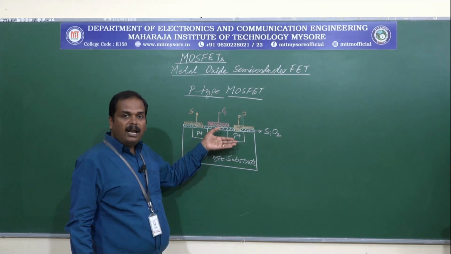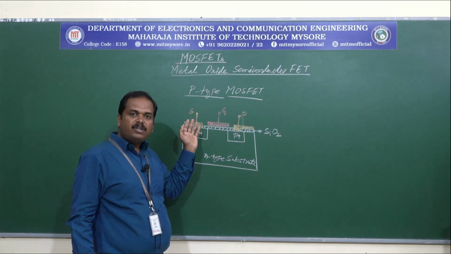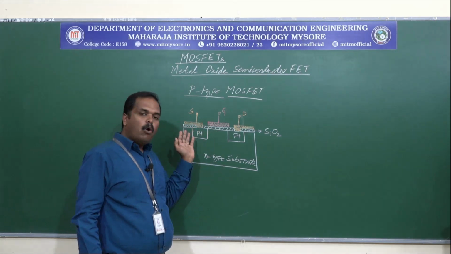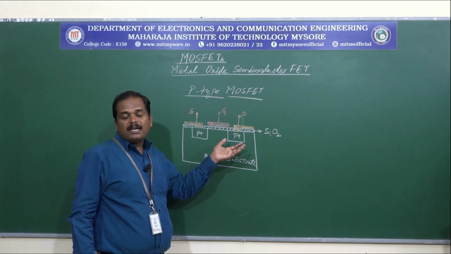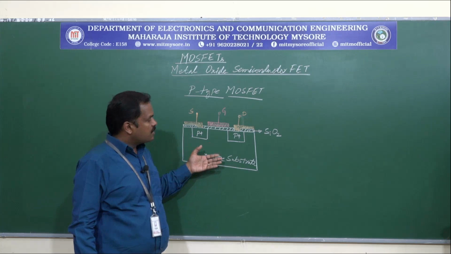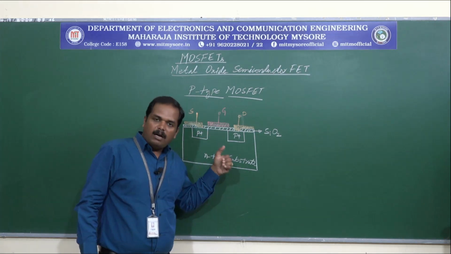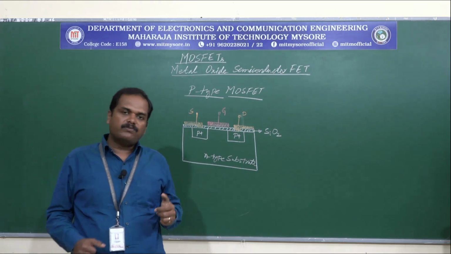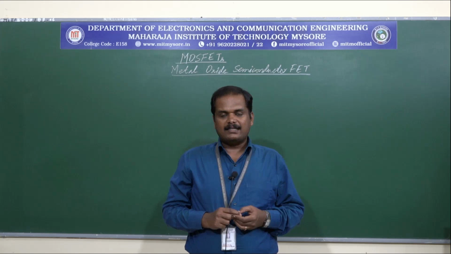So that makes the channel, and upon applying proper voltage at the drain terminal with respect to source, the holes will be moving from source region to drain region so that there will be current flowing in the device. So this is construction and operation of the P-type enhancement mode MOSFET device. Now we will understand the depletion mode transistor.